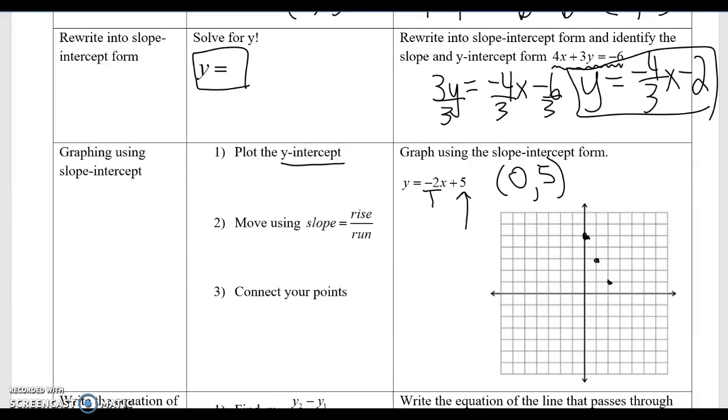Down 2 and right 1 to create a few new points. Do at least 2 or 3 points so that you can see where the line is going to be. And your last step would be to connect those points. So you can go ahead and connect them. We put arrows at each end to show that the line goes on forever.